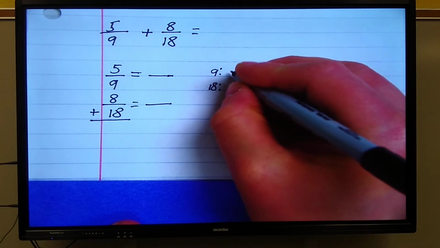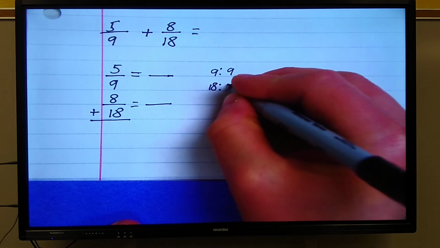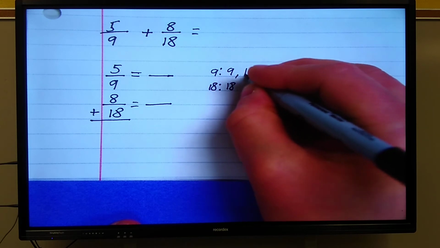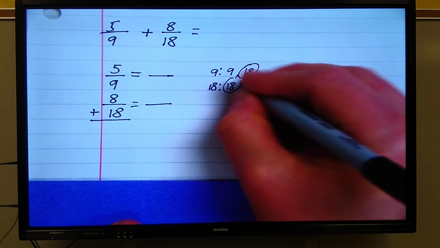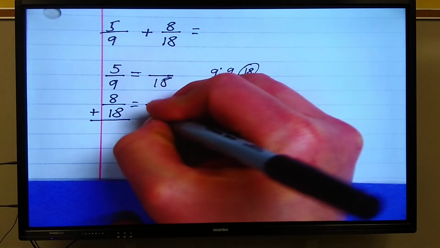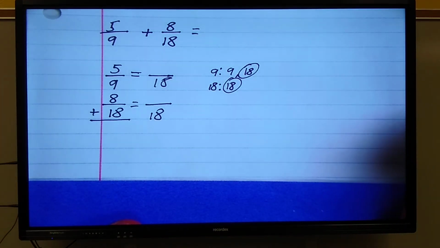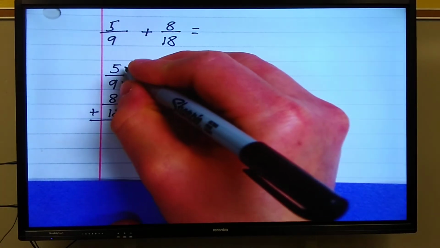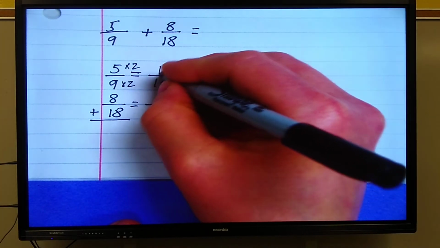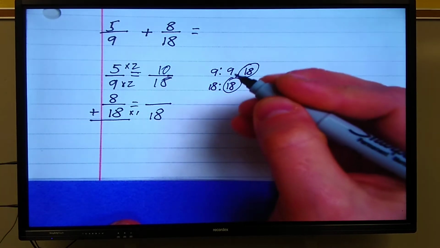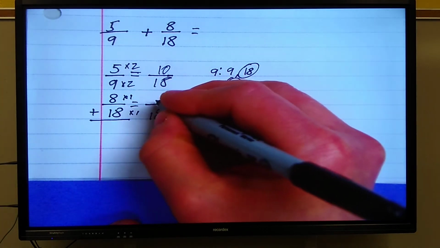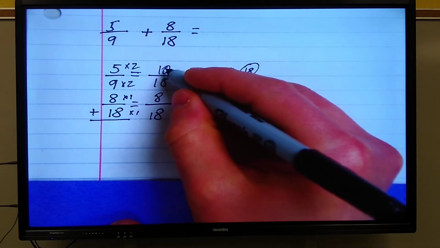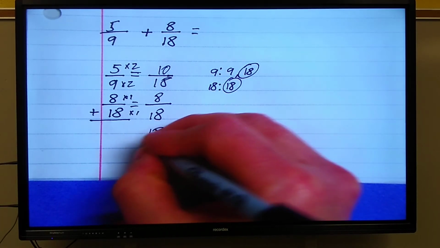9 times 1 is 9. 18 times 1 is 18. 9 times 2 is 18. 18 is your least common denominator. Now you got to find your new numerators. 9 times 2 is 18. 5 times 2 is 10. 18 times 1 is 18. 8 times 1 is 8. And then you add the numerators. 10 plus 8 is 18.